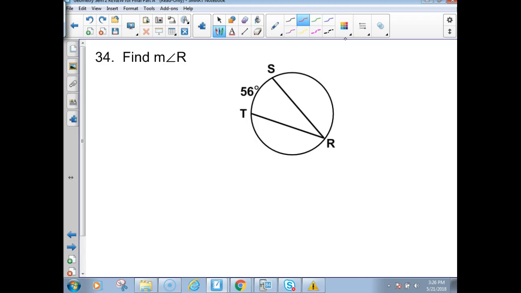Okay, 34. The measure of angle R. How's this angle relate? On your formula sheet, I believe it says 2x here and x here, right? It's half, right? So 56 divided by 2, and it's 28 degrees.